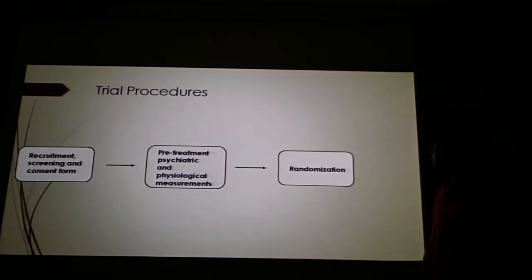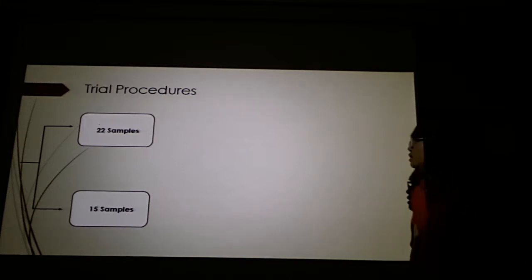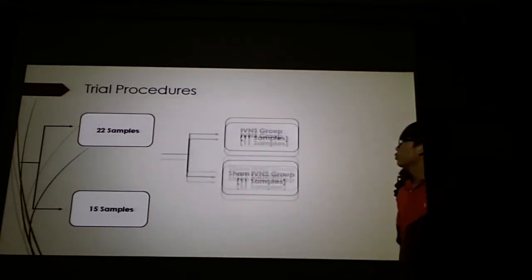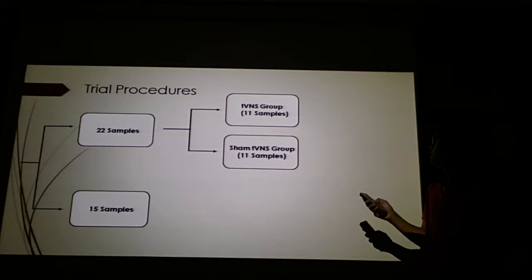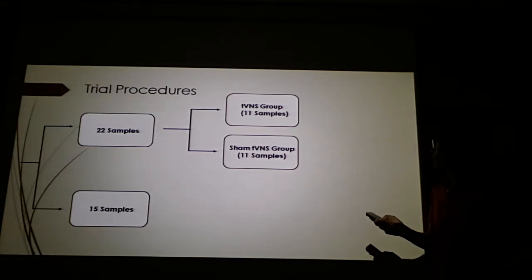And third, randomization, meaning distributing the samples in random status. And we divided the samples into 22 samples and 15 samples. For the 22 samples, we're going to divide it into 11 samples of TVNS group and 11 samples of sham TVNS group, meaning fake TVNS group.